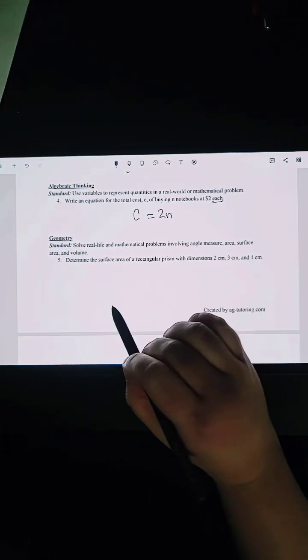So surface area of a rectangular prism. So rectangular prism is the one that looks like a shoebox.